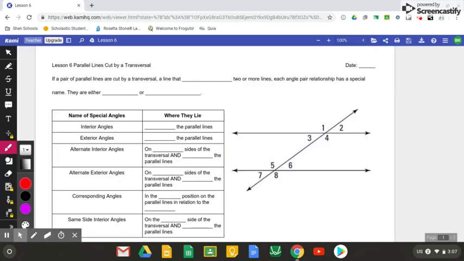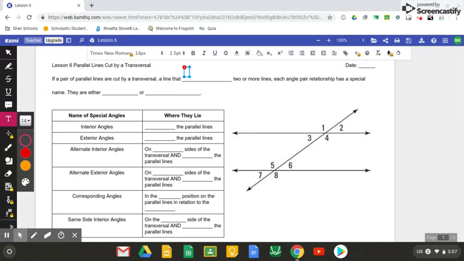Lesson number 6. We got parallel lines cut by a transversal. So, if a pair of parallel lines are cut by a transversal, which, what a transversal is, that is a line that intersects two or more lines. Each angle pair relationship has a special name.